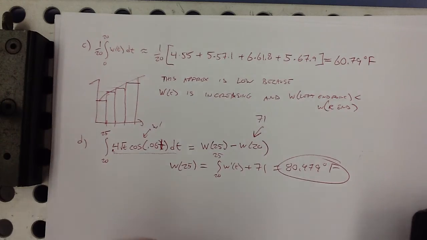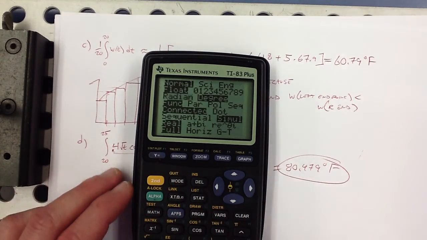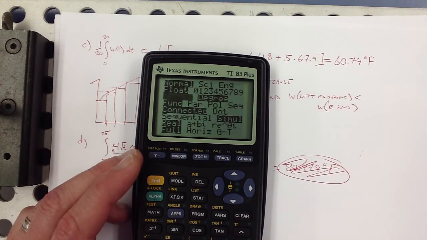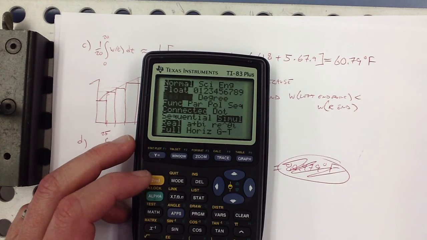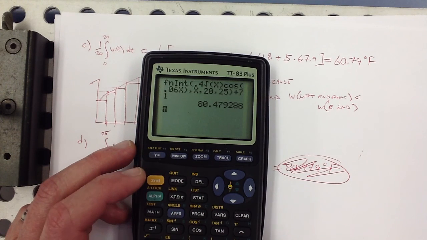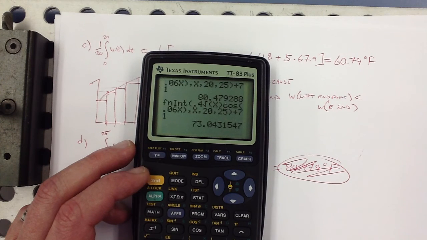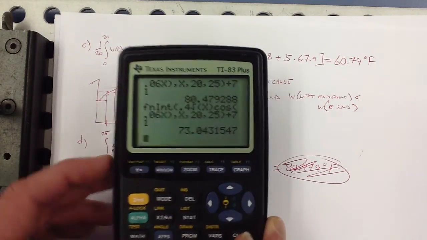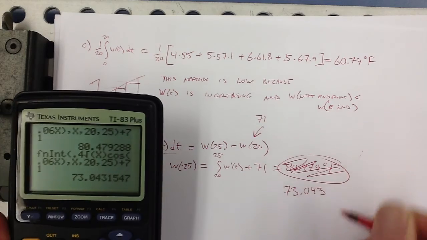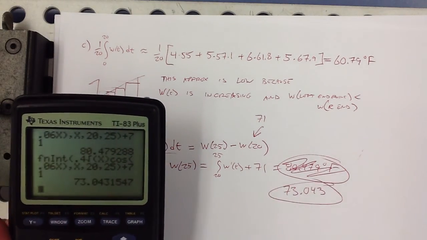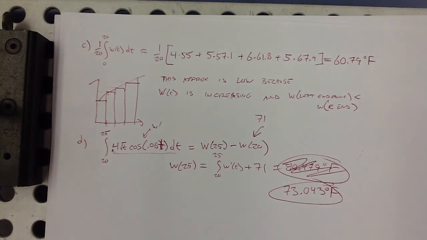All right. And let me just make sure that I was in fact in degree mode. Somebody's been doing physics with my calculator. So let's try that again. Let me go back and get that entry back, and so 73.043. That makes more sense. Degrees Fahrenheit. All right, there you go.